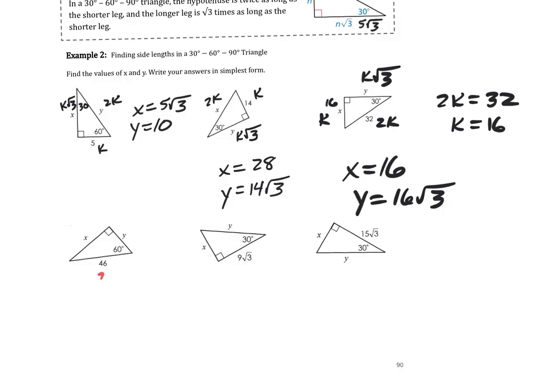Okay, same thing here. This is 2K. This is K radical 3. And this is K. You don't necessarily have to write out the equation like I did here. You just have to know this is double. So if I take 46 and divide it by 2, that gives me the short leg, which is 23. And that's my Y value. So then x would be 23 radical 3.